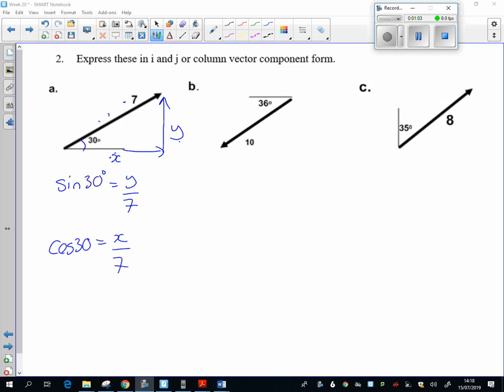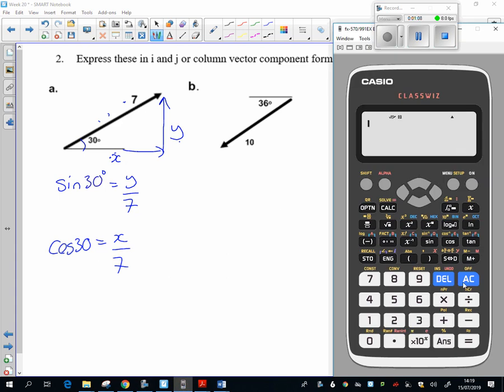Okay, so if I grab the calculator, I'm in degrees mode, so sine 30, don't forget to close those brackets, multiplied by 7 gives me y is 7 over 2 or 3.5 or however you want to give that, and cos 30 multiplied by the 7 gives me my x component as 7 root 3 over 2.